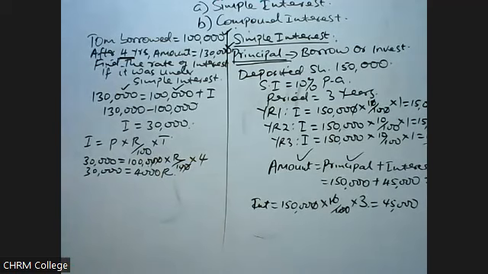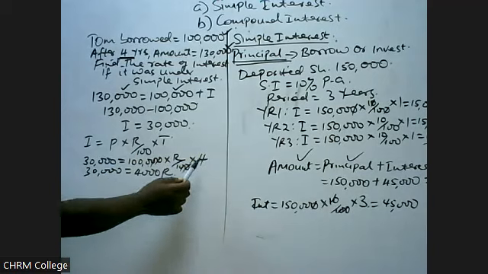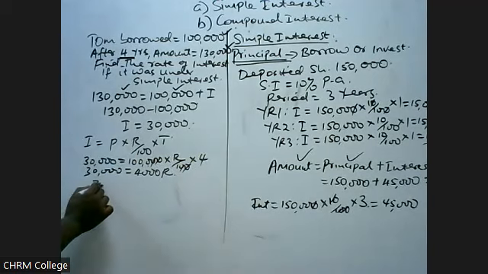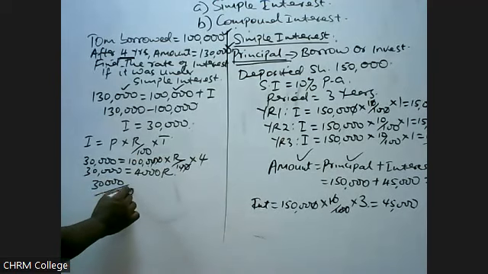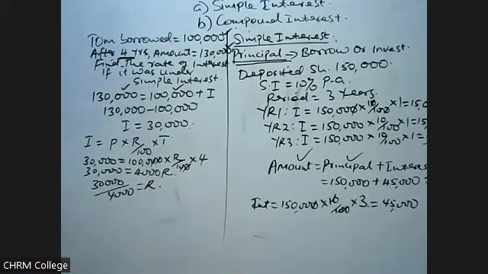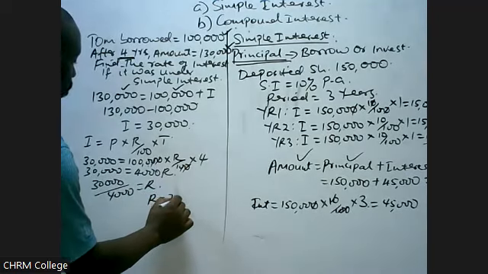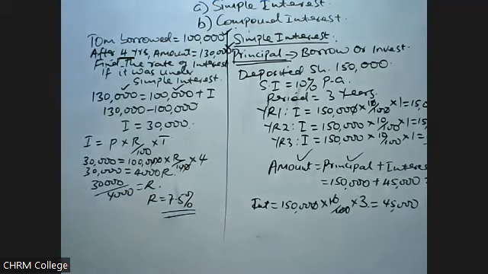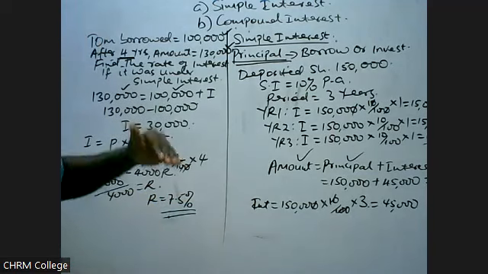Hope you got what I've done there. The zeros cancel, and we remain with 1,000. 1,000 times 4 is 4,000. 4,000 times R is 4,000 R. So 30,000 divided by 4,000: 30 divided by 4, we get 7.5. The rate of interest that was charged by the bank is 7.5% per annum. That is on the simple interest basis.